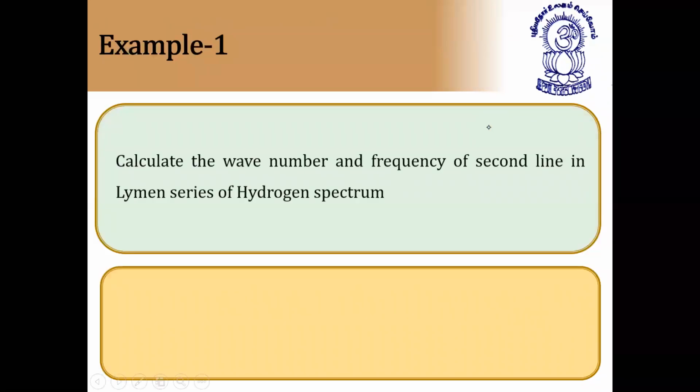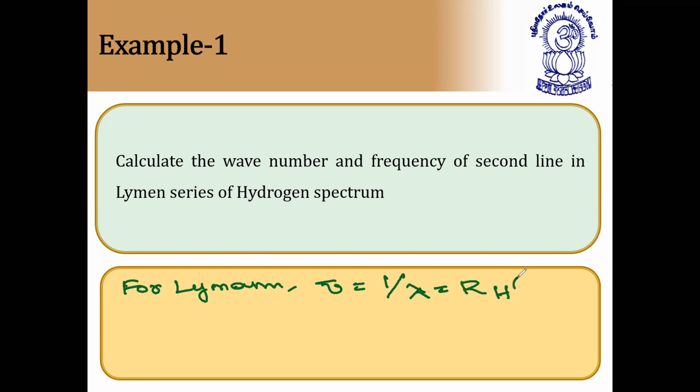Now let us see example 1. Calculate the wave number and frequency of the second line in the Lyman series of the hydrogen spectrum. So for the Lyman series, wave number nu bar is equal to 1 by lambda, which is equal to RH, the Rydberg constant, into 1 by n1 square, that is 1 by 1 square, minus 1 by n2 square.